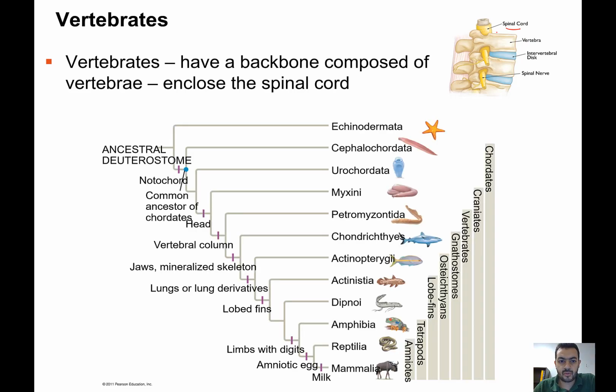Referring back to the figure that we used to follow, we started with the echinodermata, the cephalochordata, and the urochordata, and we covered the myxini. Starting from this point, all that we will cover is going to be classified as vertebrate. Starting from here, going down, all these groups are vertebrates. As you can see, they are characterized by having a vertebral column, which was missing in the myxini.